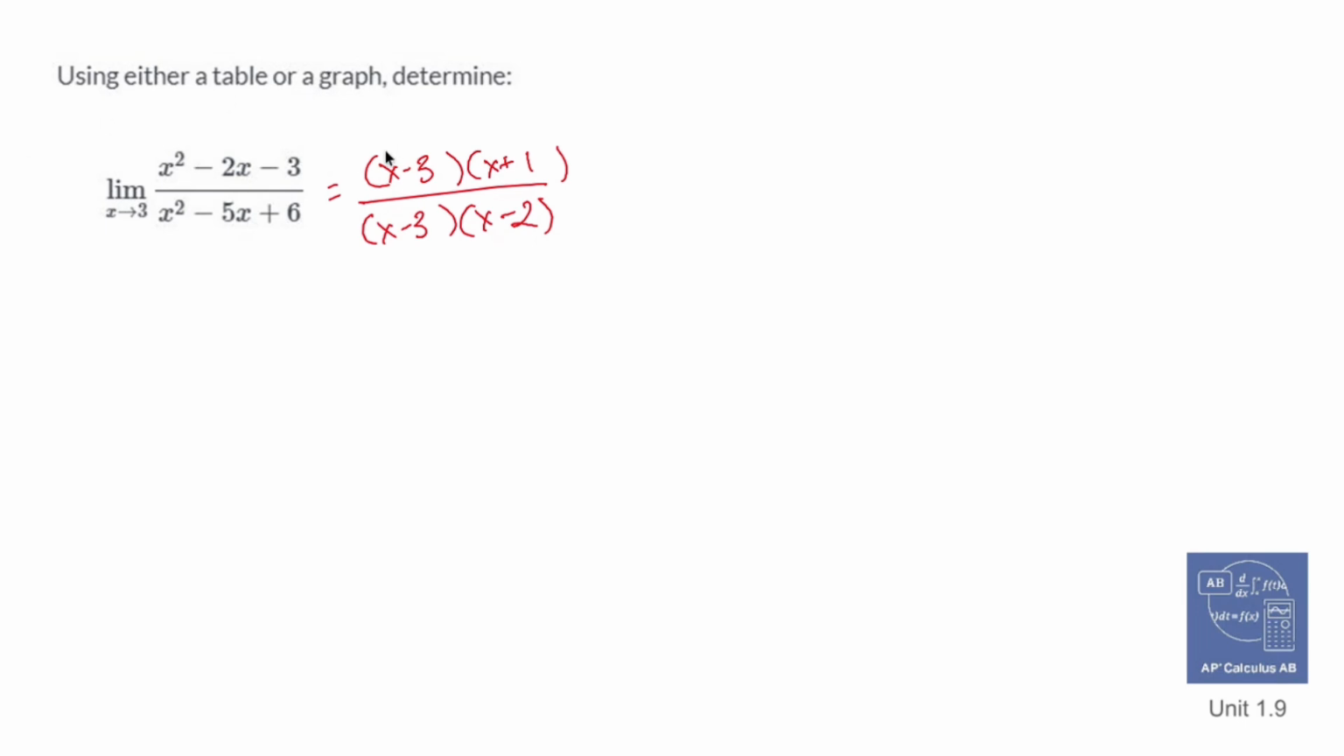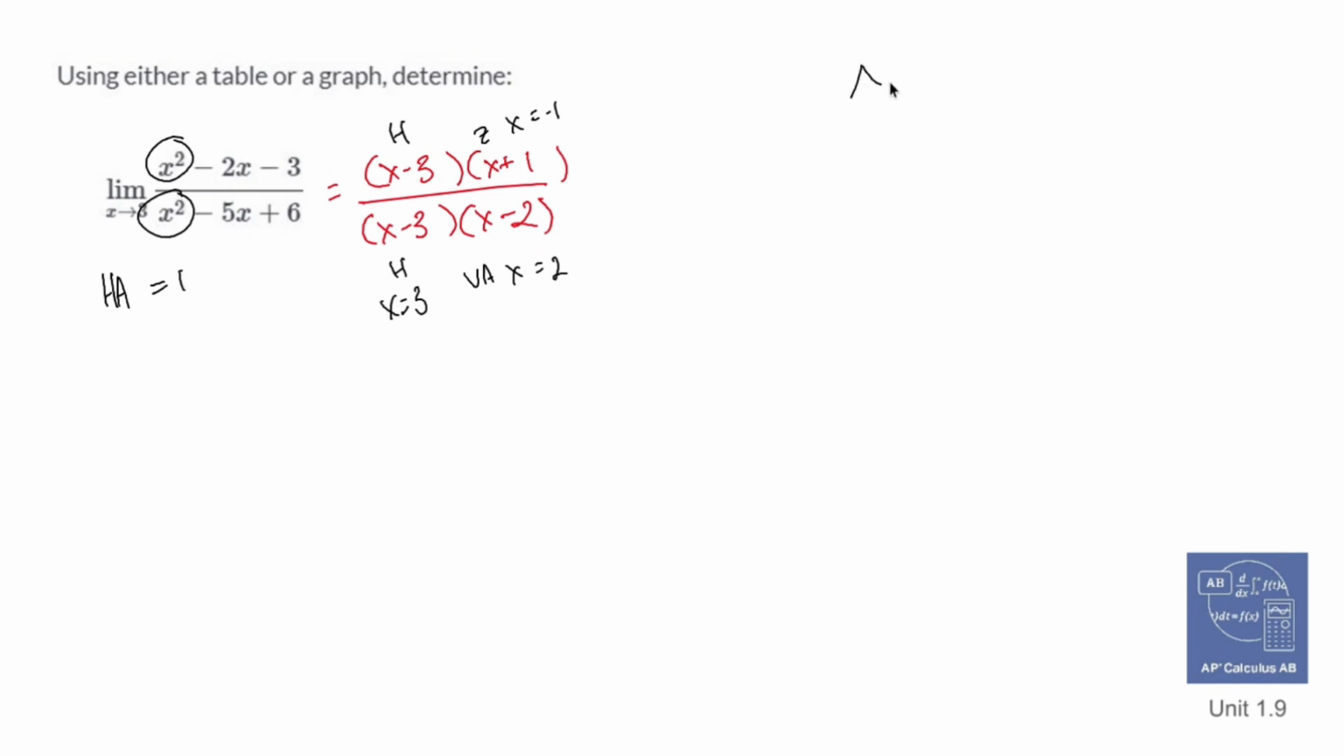What we have is a hole at x equals 3. We have a zero at x equals -1, and we have a vertical asymptote at x equals 2. We also know that since the leading coefficient up here is x squared and the leading coefficient down here is x squared, we're going to have a horizontal asymptote at x squared over x squared, which is 1.